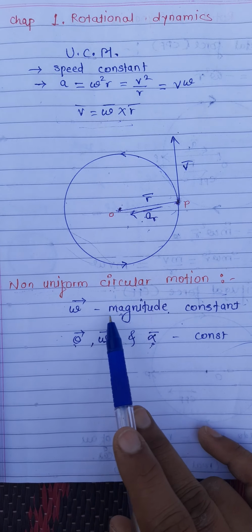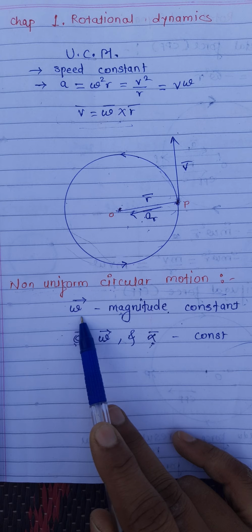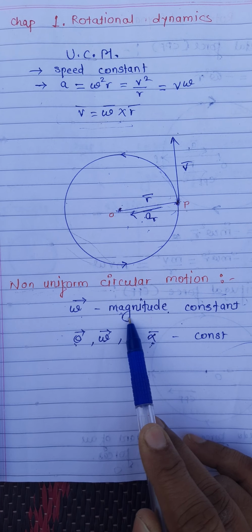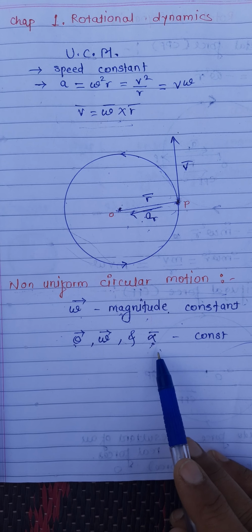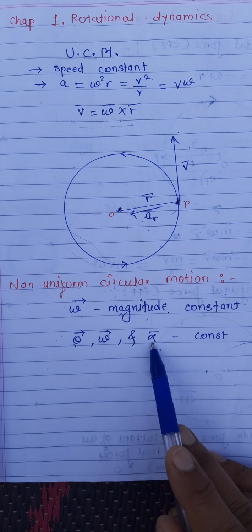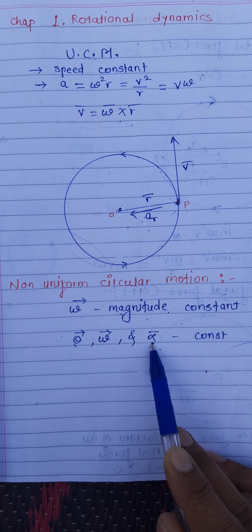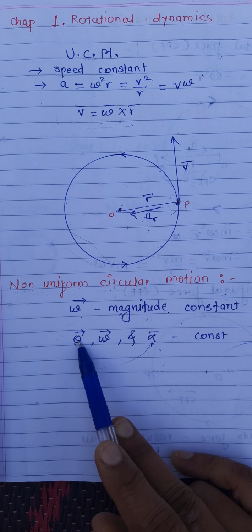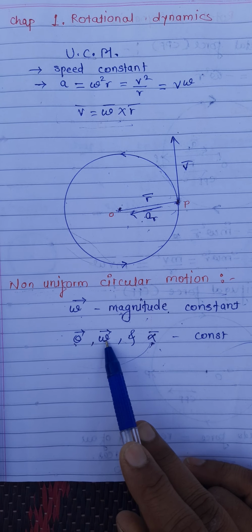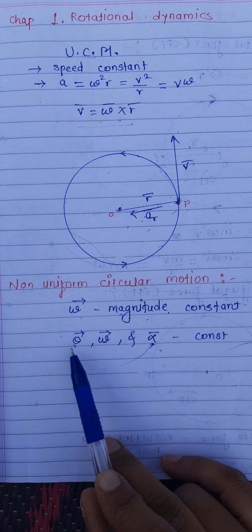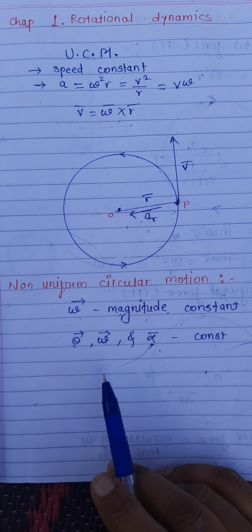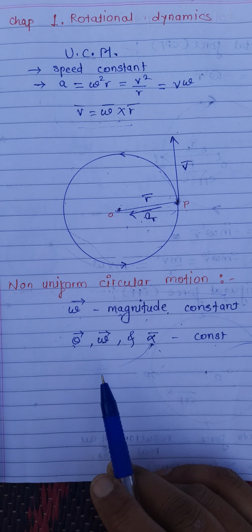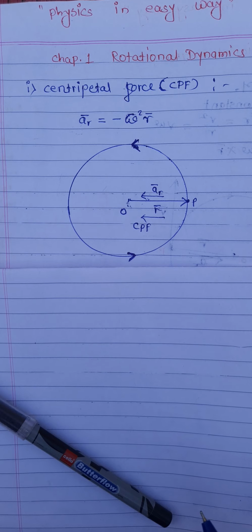In the non-uniform circular motion, the angular velocity has the same magnitude during that motion. Means angular velocity becomes constant. And when alpha, or angular acceleration, becomes constant, then angular displacement and angular velocity are also constant. Therefore, there is a use of scalar notation. The question will be asked on this point, like: write the difference between uniform and non-uniform circular motion.